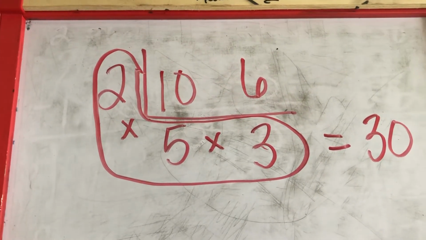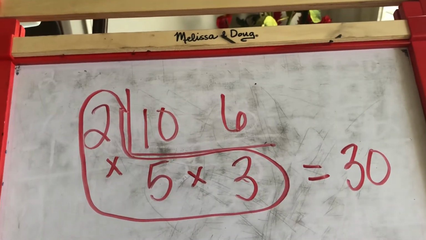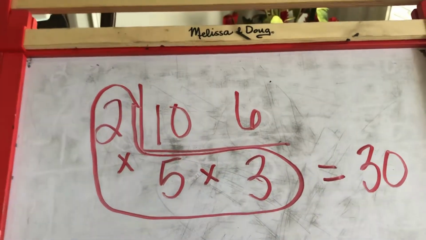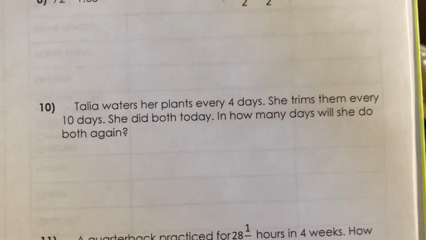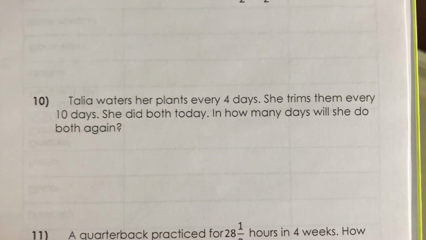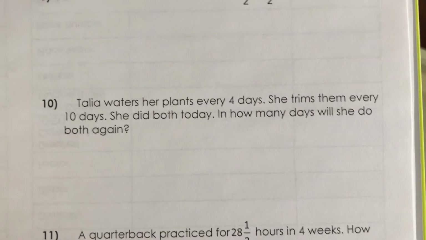Let's talk about what we would do for word problems. So if we are reading word problems, I've got an example right here. If we're reading this word problem, it says, Talia waters her plants every 4 days. She trims them every 10 days. She did both today. In how many days will she do both again?